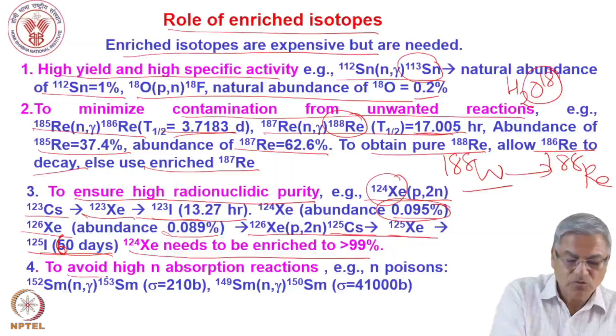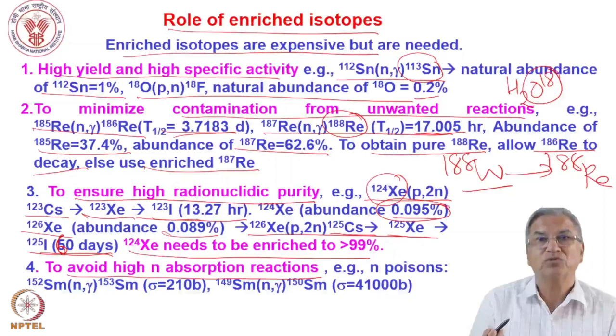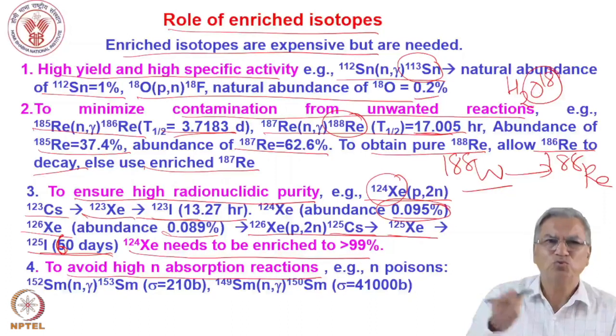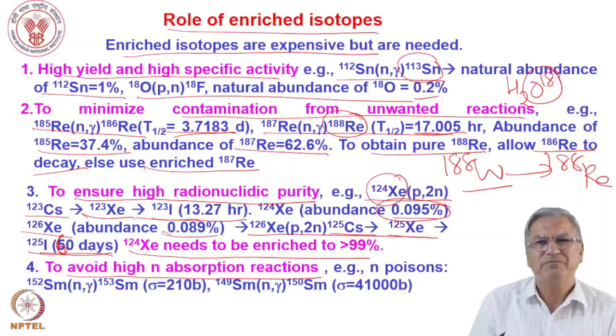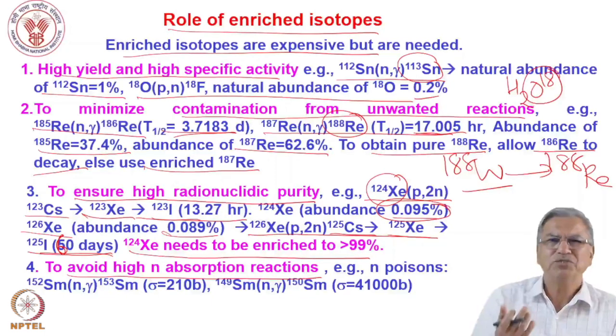There are situations where the target element may contain isotopes which have a very high neutron absorption cross-section. So you want to produce one isotope of that element, but the other isotopes may have very high neutron absorption cross-section, so they will suppress the neutron flux in the position. So they act as neutron poisons. The isotopes which have very high cross-section for neutron capture act as neutron poison. They will actually absorb the neutrons and reduce the flux.